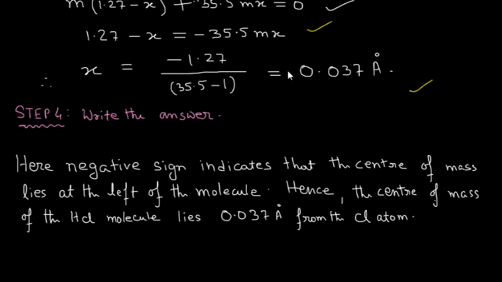So here the sign is negative, as this was negative. So the negative sign indicates that the center of mass lies at the left of the molecule. Hence the center of mass of the HCl molecule lies 0.07 angstrom from the Cl atom. So this is the full-fledged answer to the given question.